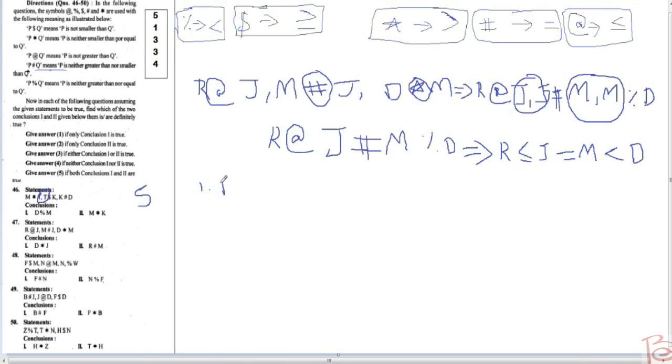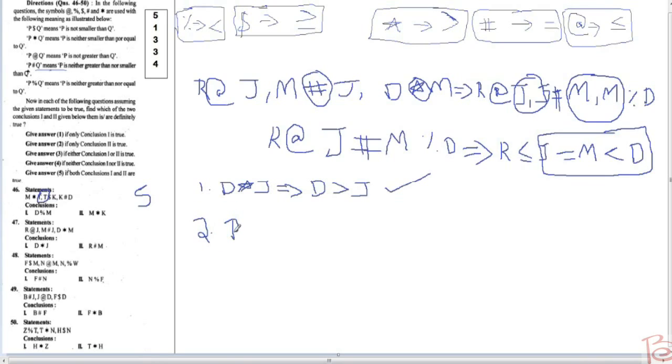Okay, the first conclusion is d star j, which basically means the star is a greater than symbol. So that means we want to check whether d is greater than j or not. So we are going to consider only this one. From this one we can clearly say that d is greater than j. So the first one is correct.